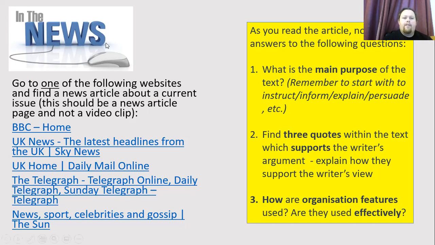So to get us started thinking about how a news article looks, what I would like you to do, firstly, I think it's good if we just go and have a look at one. So I'd like you to go to one of the following websites below and find a newspaper article about a current issue. Okay, it should be a news article page, not a video clip. We're working with text for this. This kind of thing you typically would do for your reading exams.